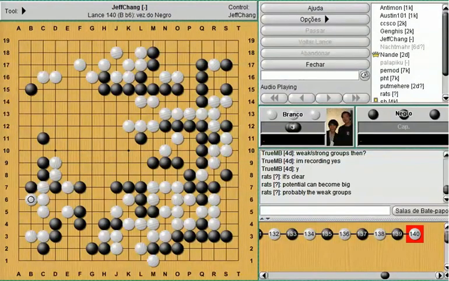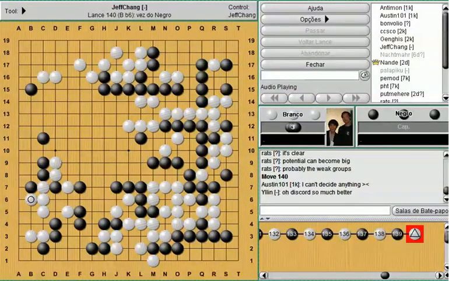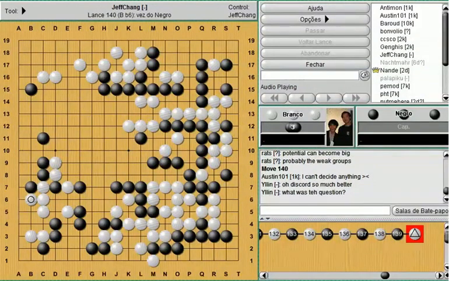Anyone has any idea, please just type your answer. Why can you not decide anything? Ah, yes, for the quality of the sound, Discord is so much better.